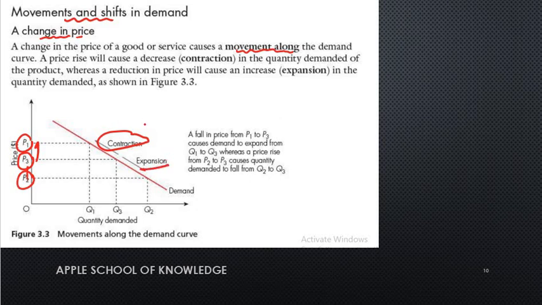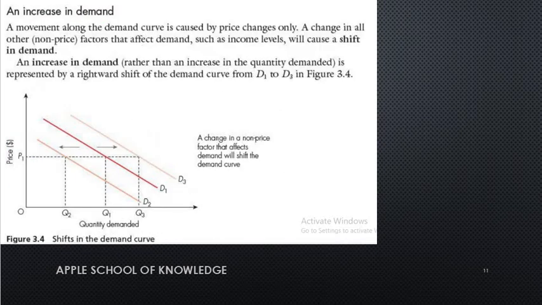So it means because of the price increase and decrease, there is movement in the demand curve, along the curve. The demand first will be here and then will go there and there. So there will be contraction and expansion. But what about the other determinants? If you are talking about the non-price determinants, then that will create a shift in the demand. A change in a non-price factor affecting demand will shift the demand curve. If you see here, this is price one, this will be constant. We are not decreasing or increasing it.